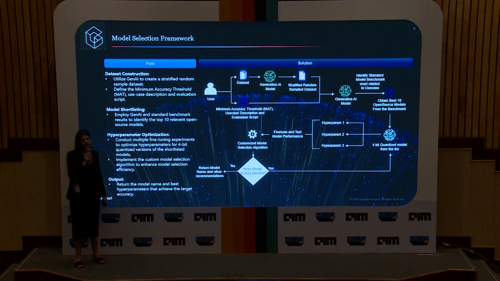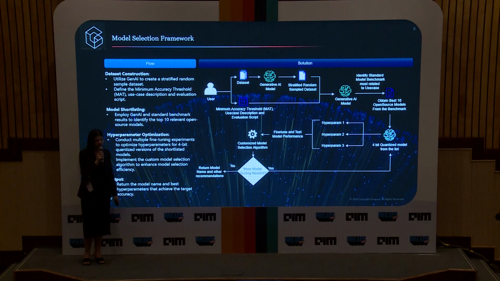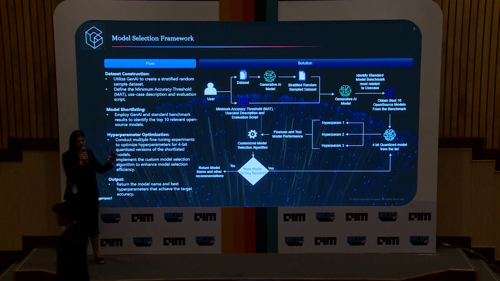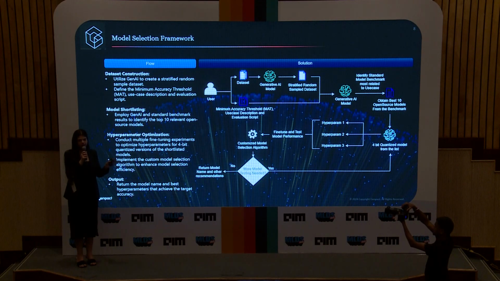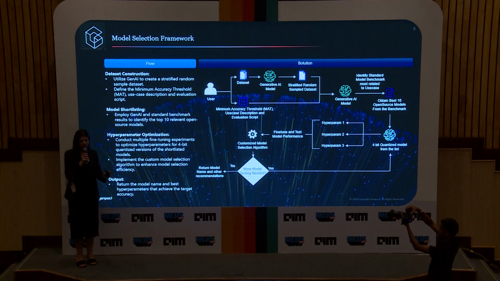Now we are coming to the framework that we are using for this entire thing. We start with a user that has a particular use case at hand and some data set. The user has to give the framework some set of data and some use case description, along with a minimum accuracy threshold that is expected. Minimum can be 80 and max always remains 100. And an evaluation script is to be given by the user.